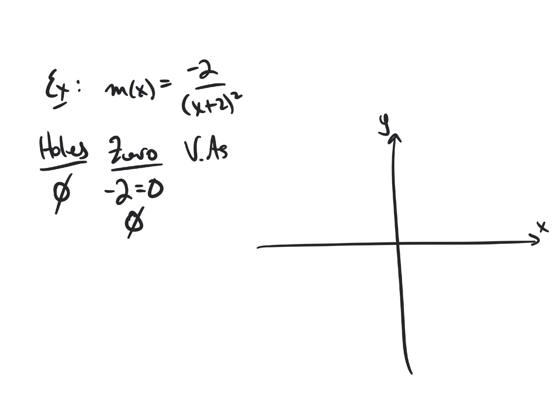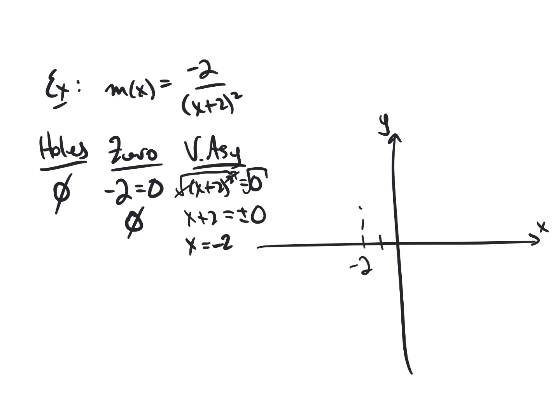Okay, we'll have a vertical asymptote anywhere the denominator is equal to 0. So we set the denominator equal to 0 and solve. Get rid of a power of 2 by taking the square root. So we get x plus 2 equals plus or minus 0, but of course plus 0 and negative 0 are the same thing. So all we have to do is move plus 2 to the other side by subtraction, and we'll get a vertical asymptote at negative 2.